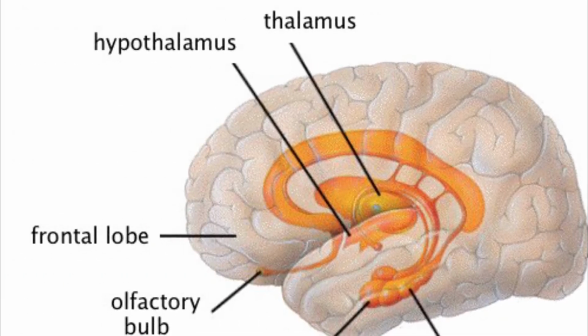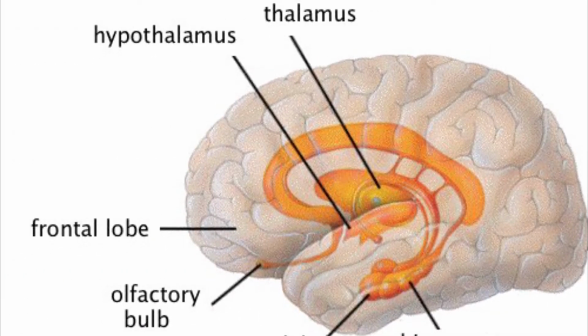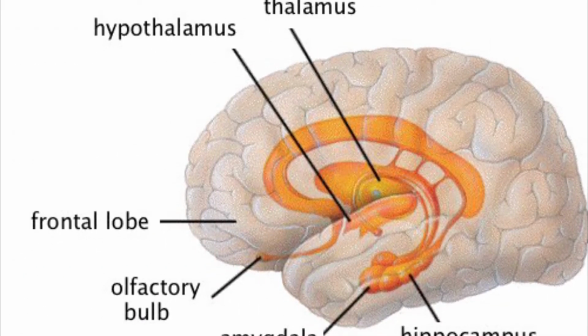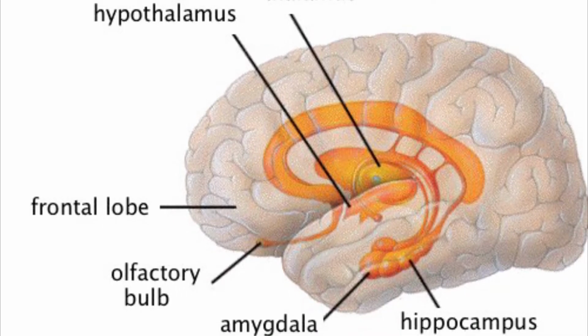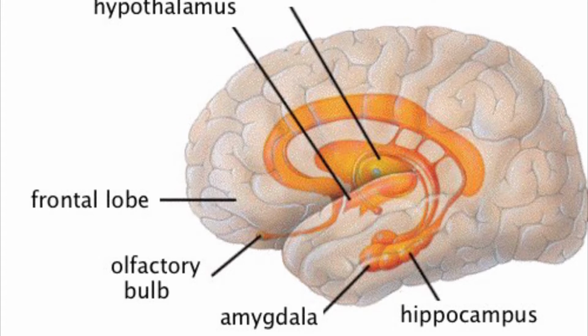If you're unfamiliar with the limbic system, this is a set of structures in the brain responsible for dealing with emotions, memory, as well as autonomic functions and reinforcing behavior.